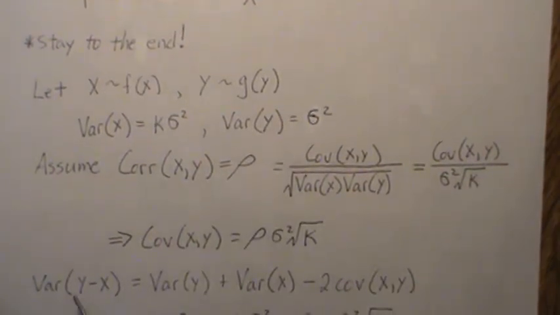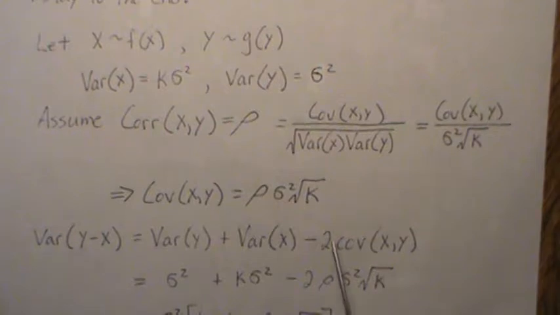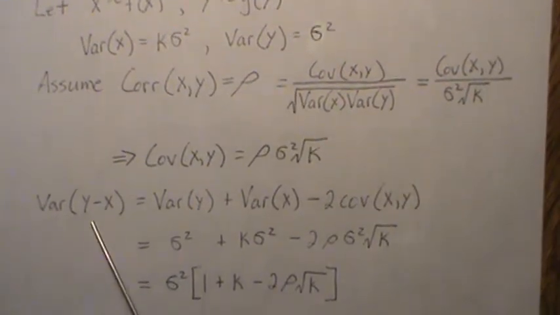Now, stay with me here. The variance of X minus Y is the sum of the variances minus 2 times the covariance of X and Y. Well, variance of Y is sigma squared, variance of X is K sigma squared, and the covariance of X and Y, so we plug it all in, and then we factor out a sigma squared, which is this. Okay, so that's the variance of Y minus X.